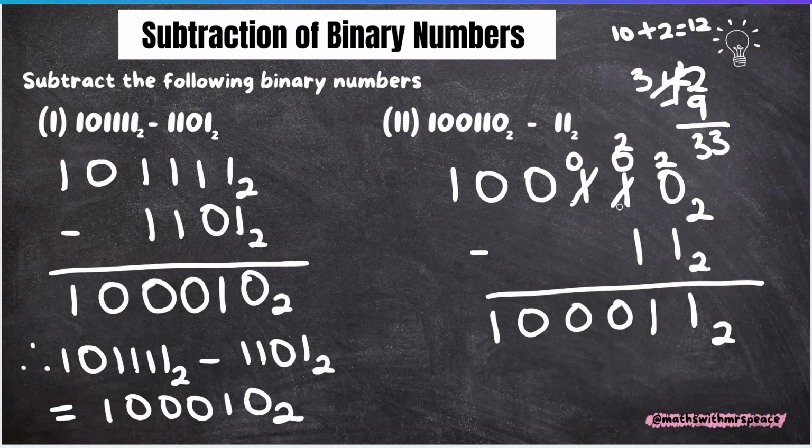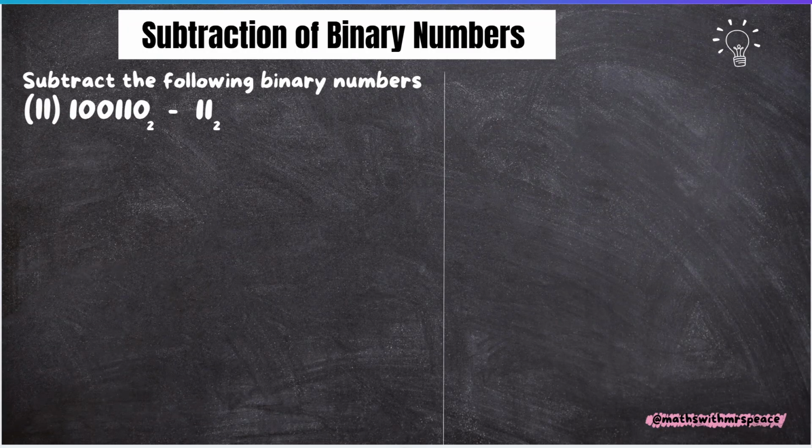So also when you borrow in base 2, what you're going to borrow will be a 2. I hope that makes sense and that makes for easy understanding. So this is the first method we use when performing subtraction of binary numbers. We're going to go ahead and try the second example using our second method.